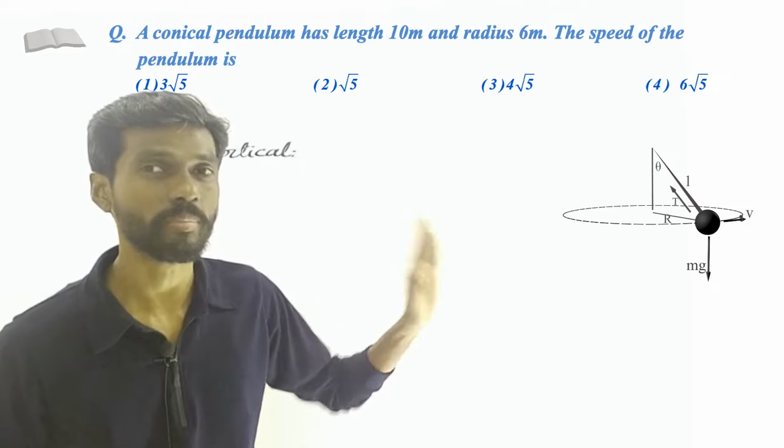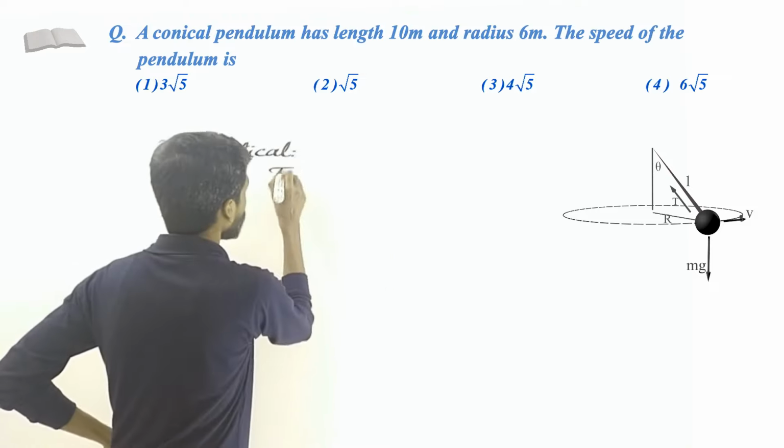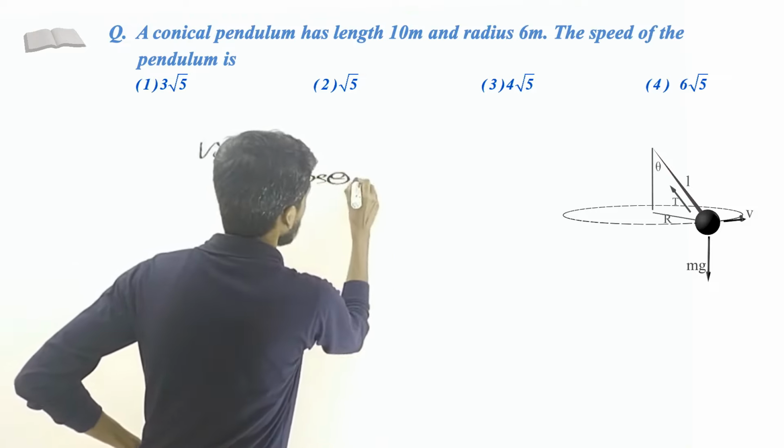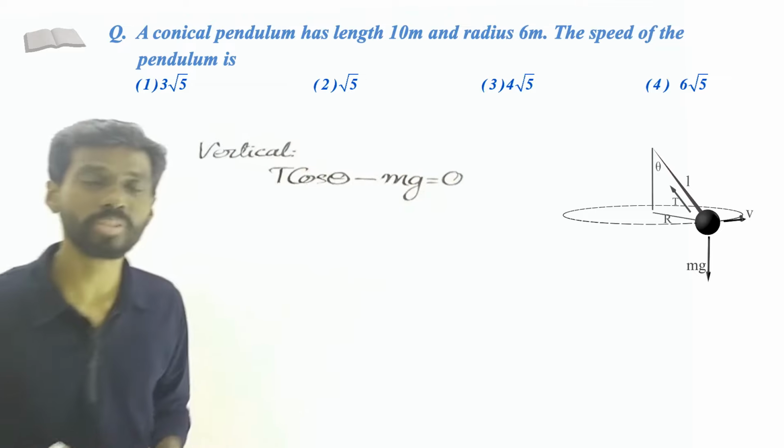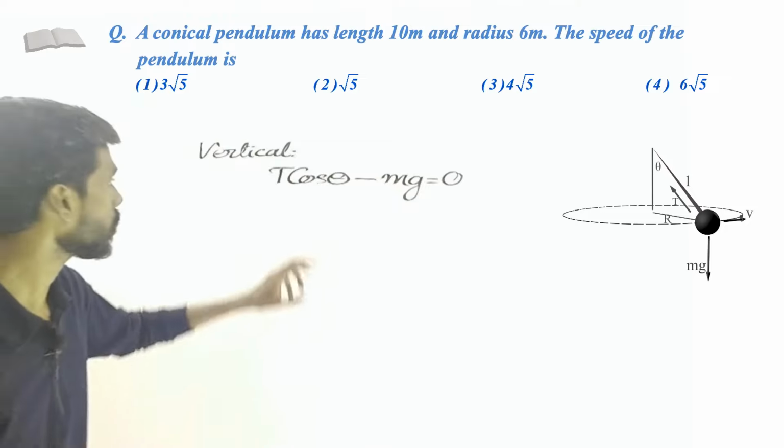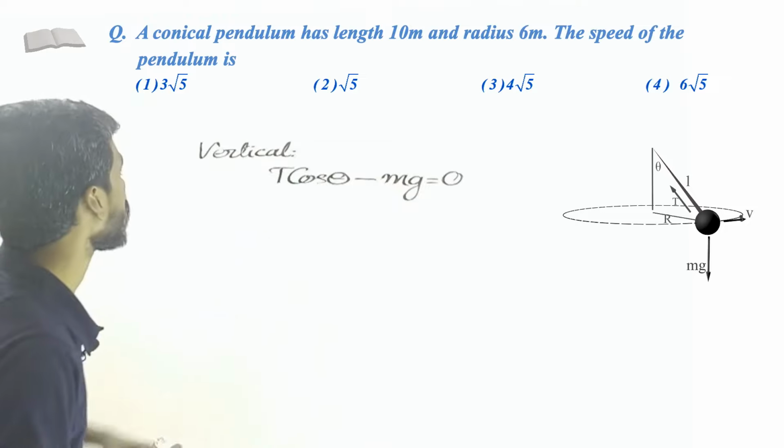T cos theta in the vertical direction, the upward direction. Minus, in the downward direction we have the weight, that is mg. So this is in the vertical direction, and that will give you the T value. If required, we can write the T value.